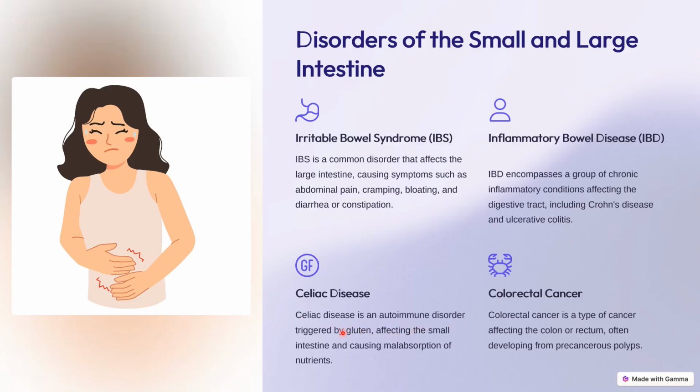Next, we'll see celiac disease. It's an autoimmune disorder triggered by gluten, affecting the small intestine and causing malabsorption of nutrients. Then colorectal cancer. It's a type of cancer affecting the colon or rectum, often developing from precancerous polyps.